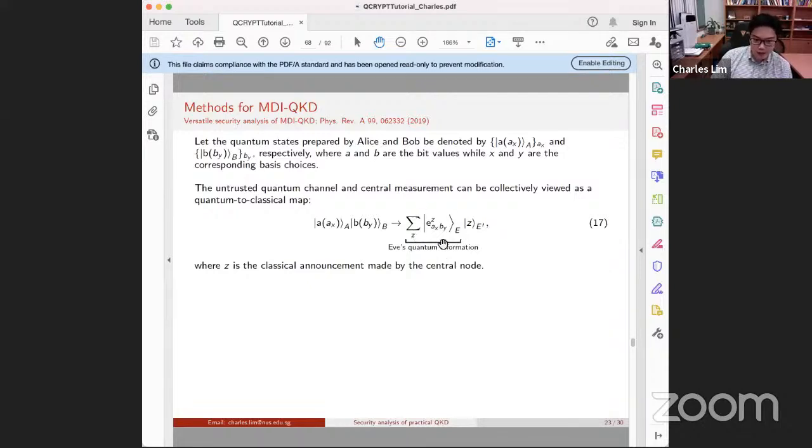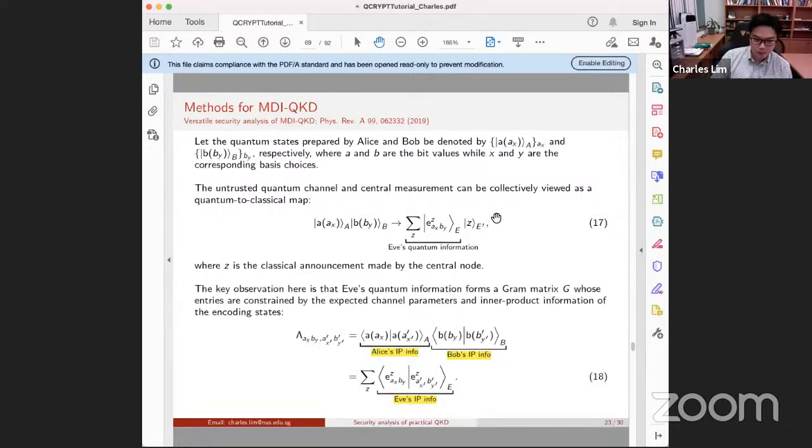So this would then consist of Eve's side information, and this will be the measurement outcome that she would have to announce to Alice and Bob. The key idea of this approach is that Eve's side information, which is a collection of pure states, actually forms what we call a Gram matrix. And in this Gram matrix, certain entries are constrained by the expected channel parameters, as well as the inner product information of the encoding states.